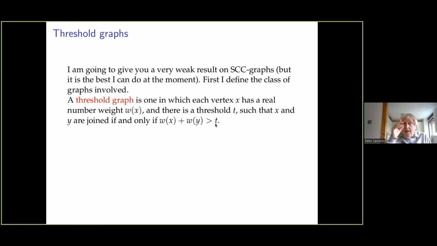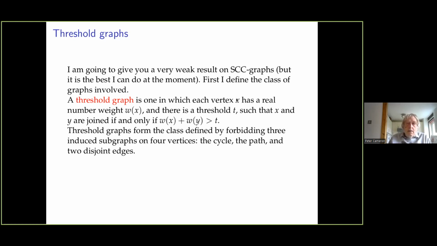So you can assume that for any 2 vertices, either the sum of the weights is greater than t and you join them by an edge, or the sum of the weights is less than t and you don't join them. So that's a threshold graph, and they've made various appearances in graph theory in various places. And indeed, they can be defined by forbidden induced subgraphs. There are 3 forbidden induced subgraphs on 4 vertices: the cycle, the path, or 2 disjoint edges.